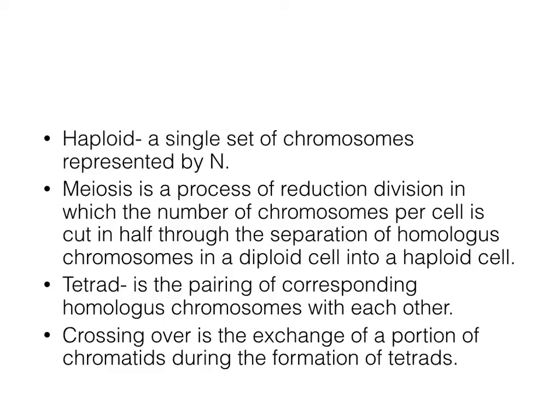And meiosis is a process of reduction division in which the number of chromosomes per cell is cut in half through the separation of homologous chromosomes in a diploid cell into a haploid cell. So you take the full amount of genetic information, you cut it in half. Now a tetrad is when the homologous chromosomes pair with each other during prophase 1, and they cross over, they become recombinant, and they exchange a portion of their chromatids. All right, a portion of the genetic information is passed between homologous chromosomes, allowing for variation between the two.